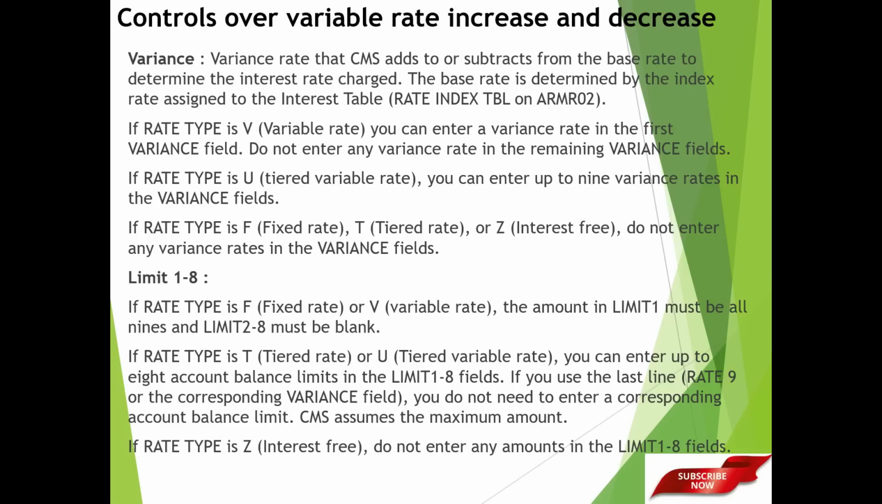If rate type is F or V, the amount limit 1 must be all nines and limit 2 to 8 must be blank here. If rate type is T, tiered rates, or U, you can enter up to 8 account balance limits in the limit 1 to 8 fields. If you use the last line, a rate 9 up or the corresponding variance field, you do not need to enter a corresponding account balance limit. CMS assumes the maximum amount here.